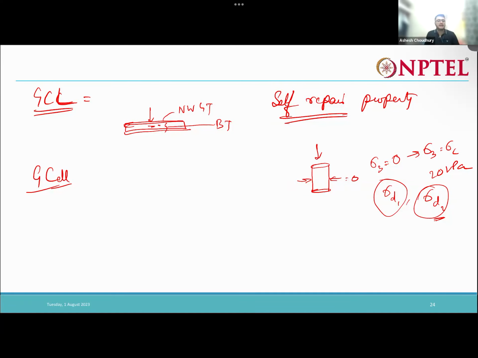Okay. And one more important thing is that geocells are actually used for slopes, to build slopes and to protect slopes. So what happens in the geocells after some months or some years is that vegetation automatically grows up. So it actually looks very beautiful in the slopes also.